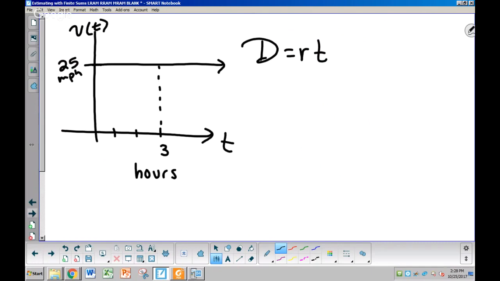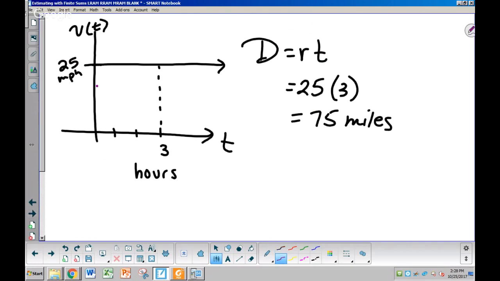What happens when I say 25 times 3? You get 75 miles. I've gone 75 miles, which just so happens to be the area under this curve. So the area under the velocity curve turns out to be position. And if it's a positive area, then it's distance traveled. Okay? Questions on that?